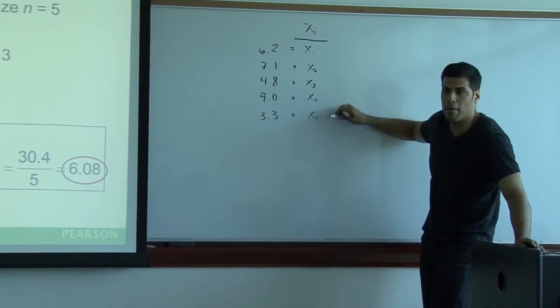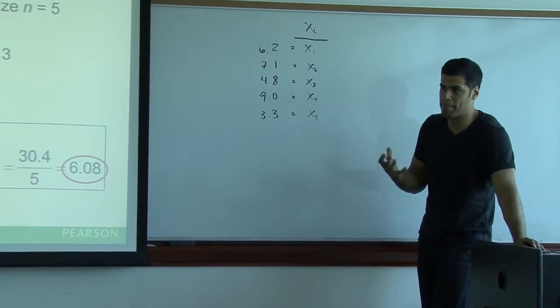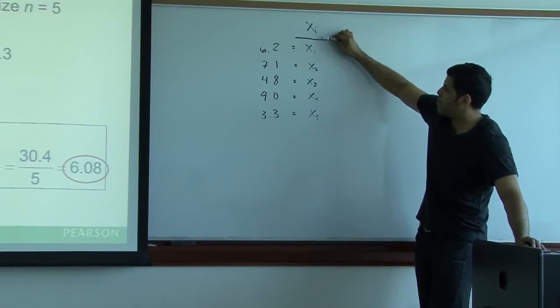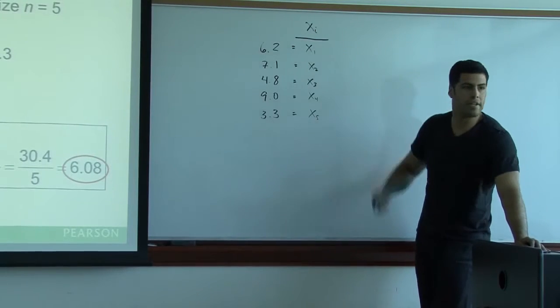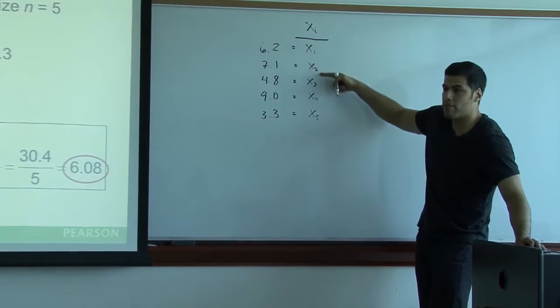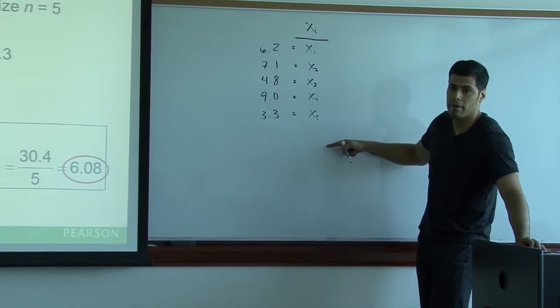How many do you have? You have n of them, n observations. In this case, 5. So i equals 1, then i equals 2, and so on. That's all it is, right? So the formula says take all these x values, add them up.